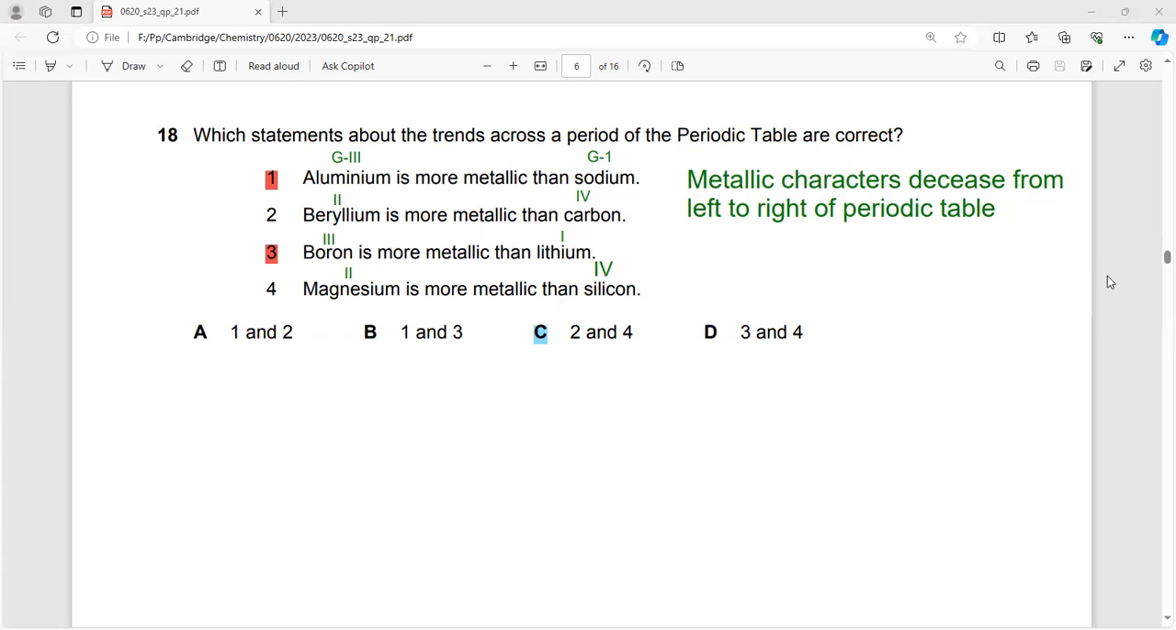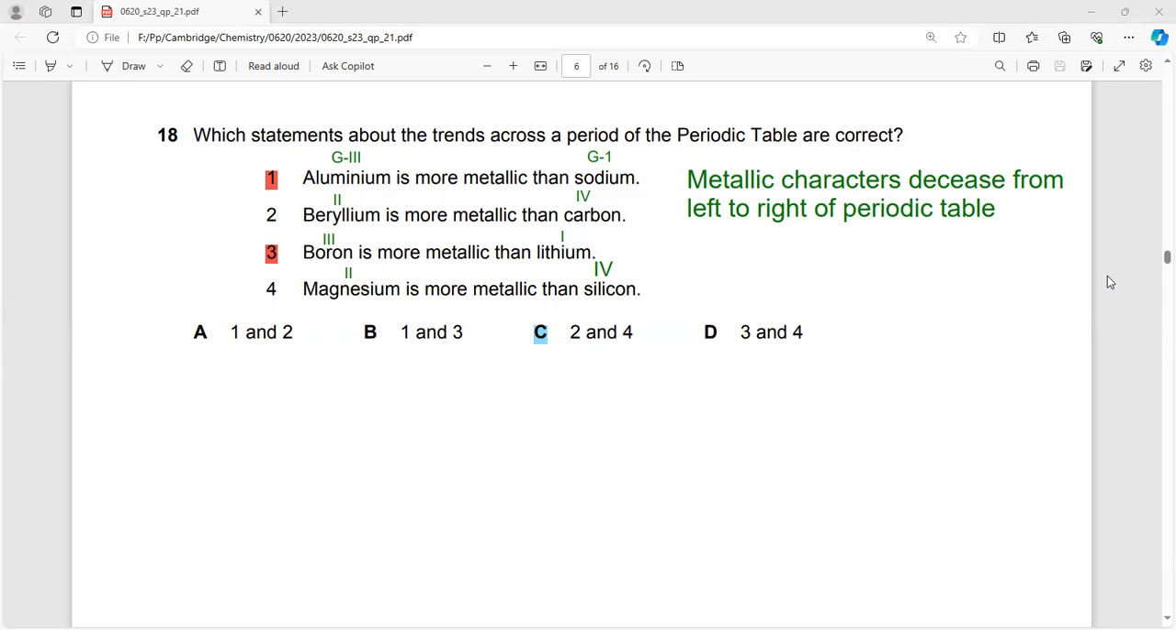At the extreme left side of the periodic table, all elements have highly metallic character. What about if you're moving to the right side? These metallic characters are decreasing until these metals convert into non-metals. So in statement number 1, aluminium is more metallic than sodium. So that's a wrong statement.